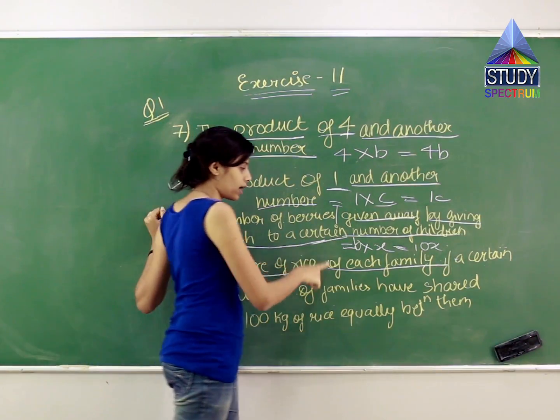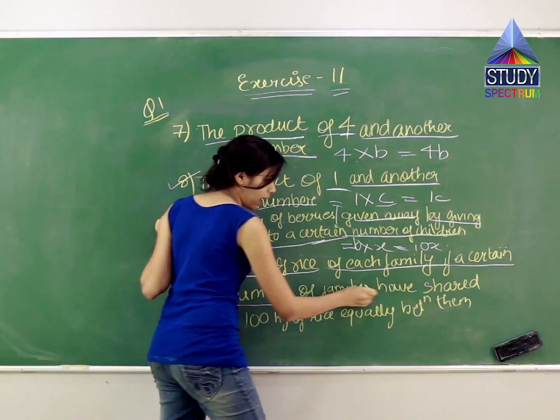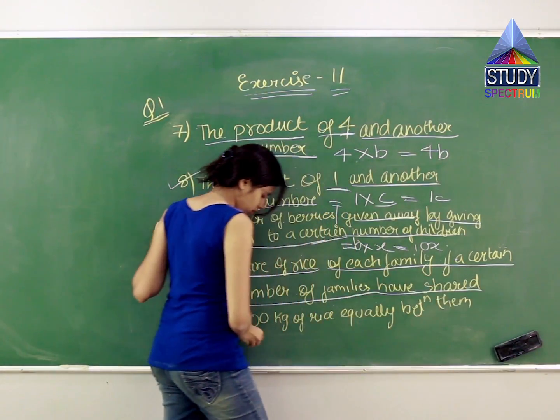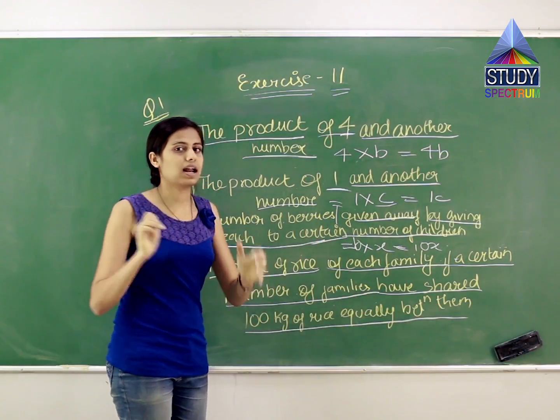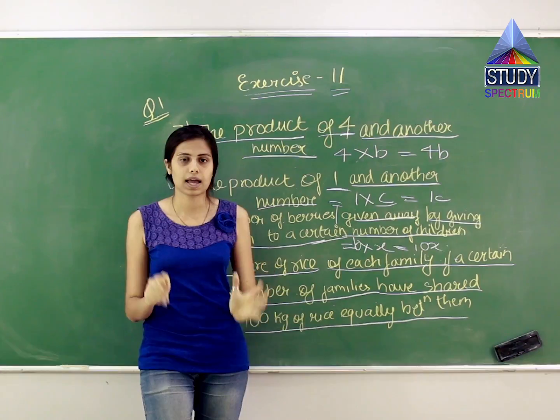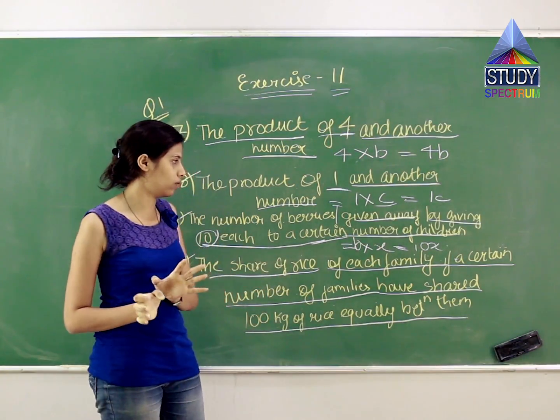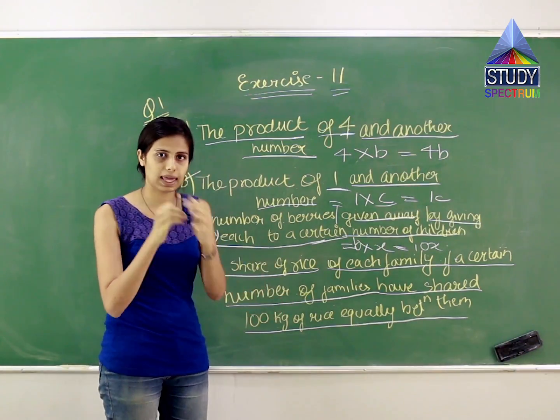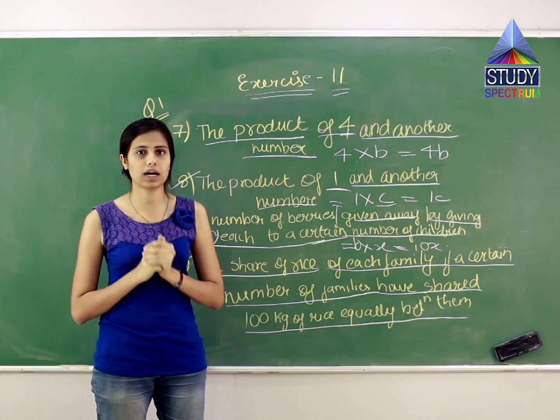So a share of rice of each family, if a certain number of families have shared 100 kg of rice equally between them, means there are 100 kg of rice and there are certain number of families who have divided it equally. So what is एक फैमिली के हिस्से में कितना केजी राइस आएगा? They are telling you that.